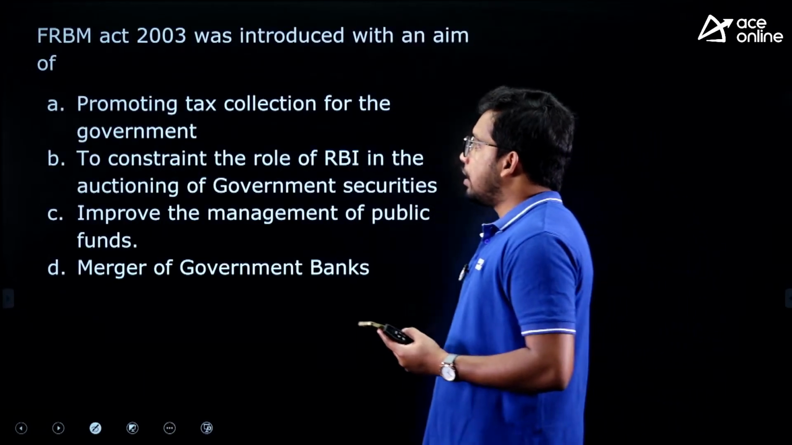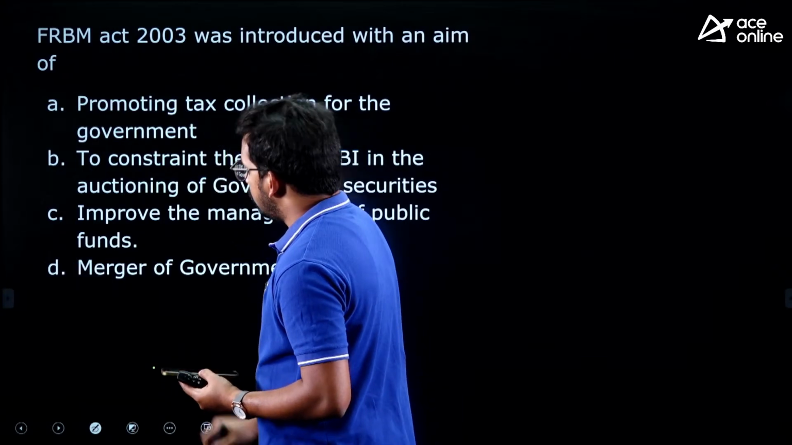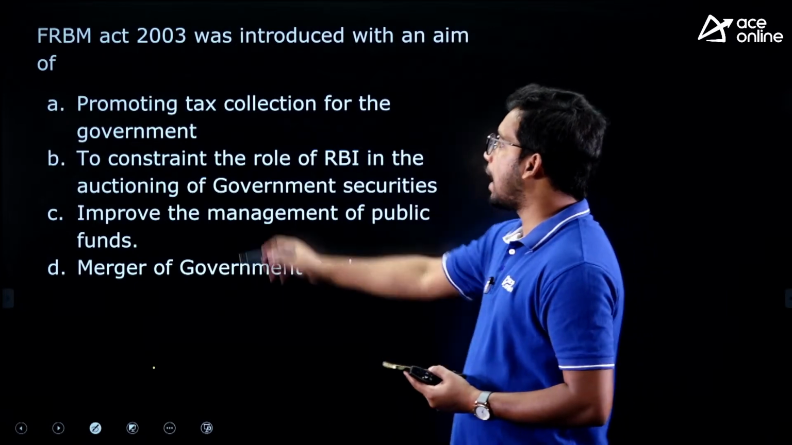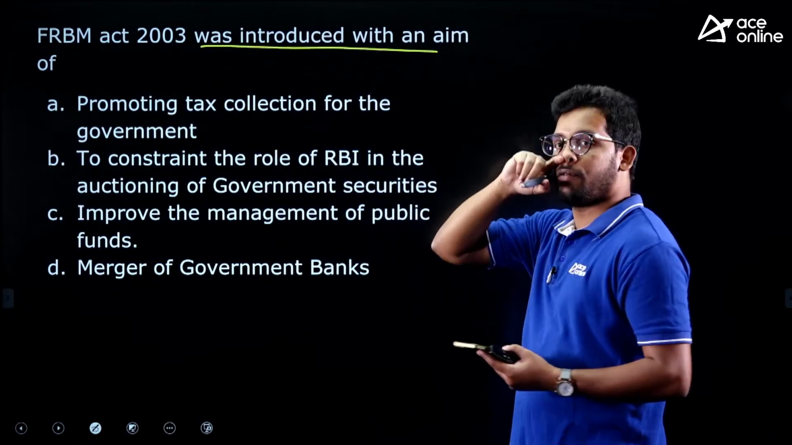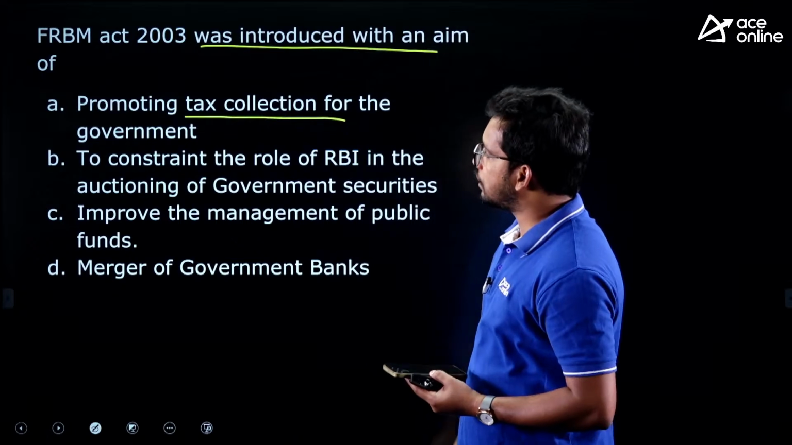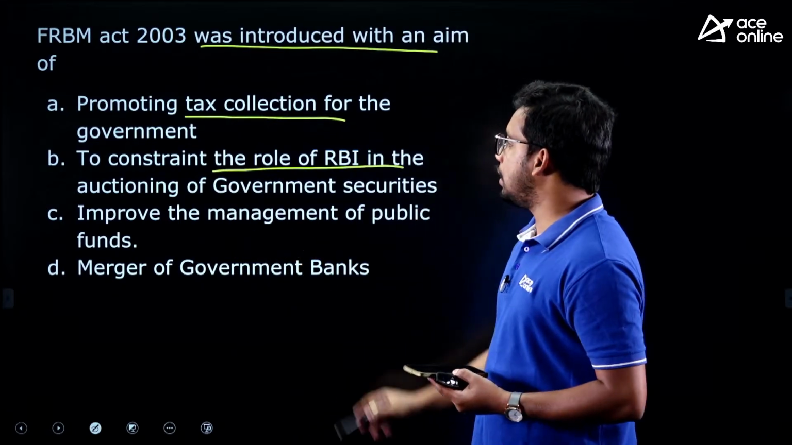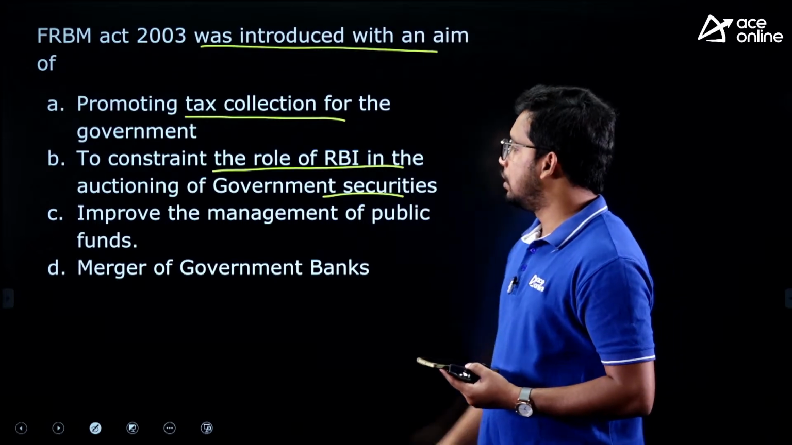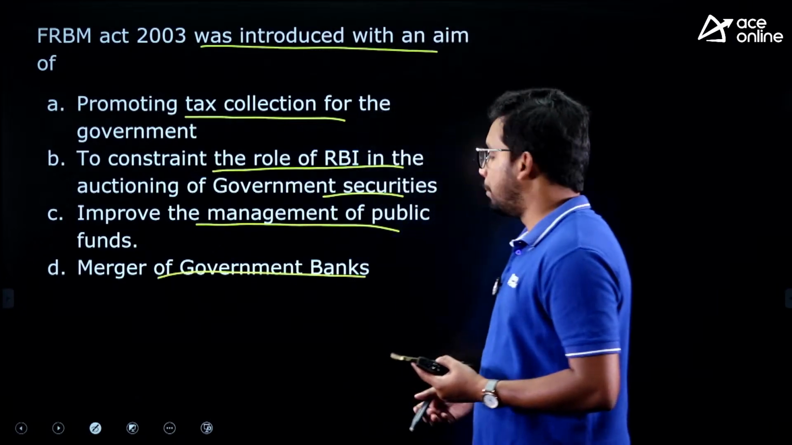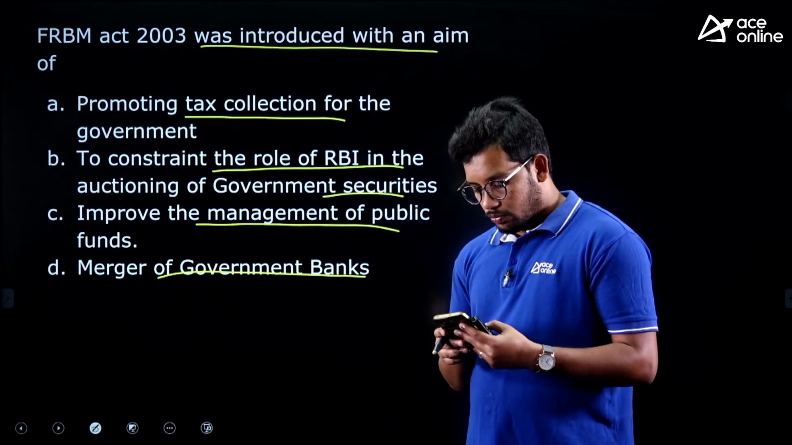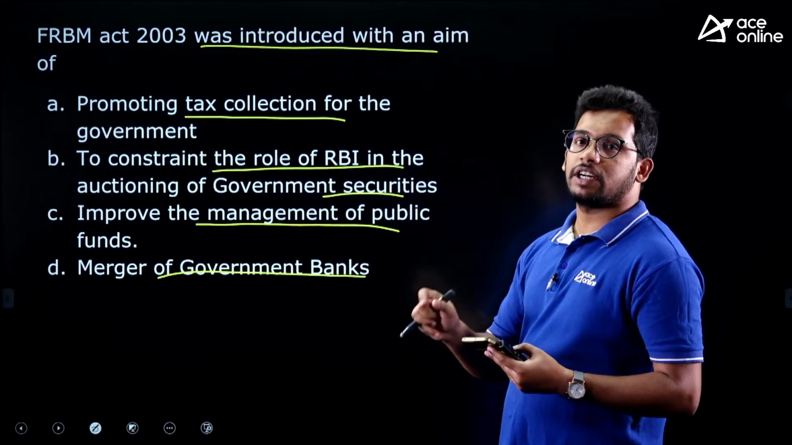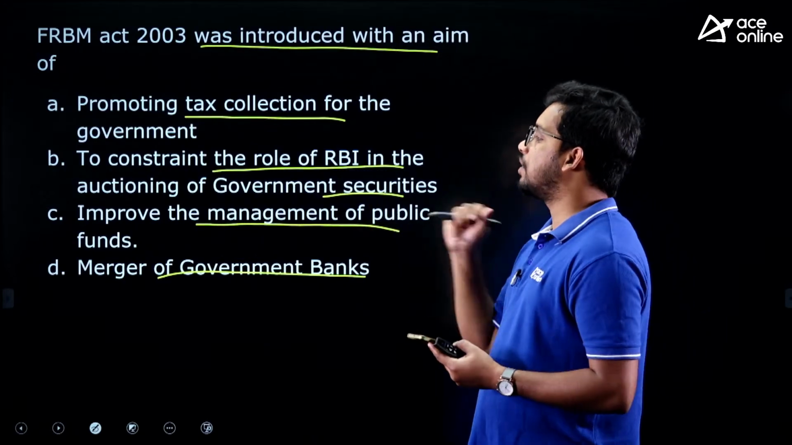Next one, FRBM Act, Fiscal Responsibility and Budget Management Act. FRBM Act 2003 was introduced with an aim of, what is the aim of FRBM Act 2003? Promoting tax collection for the government, constrain the role of RBI in auctioning government securities, improve the management of public funds, merger of government banks. So what is the answer for this? If you know the full form also, you can get the answer.